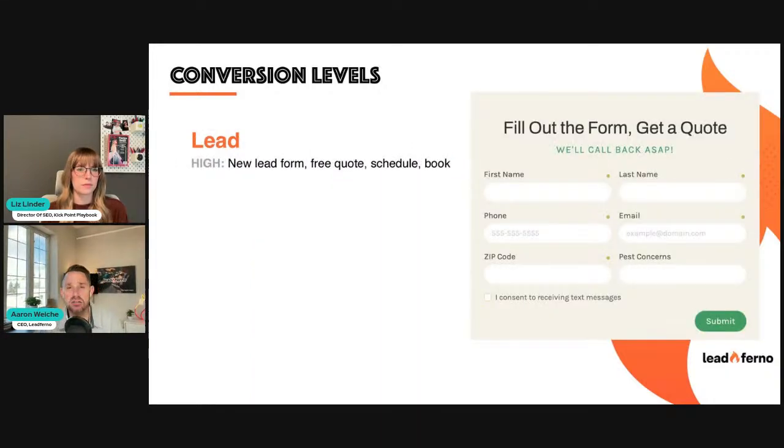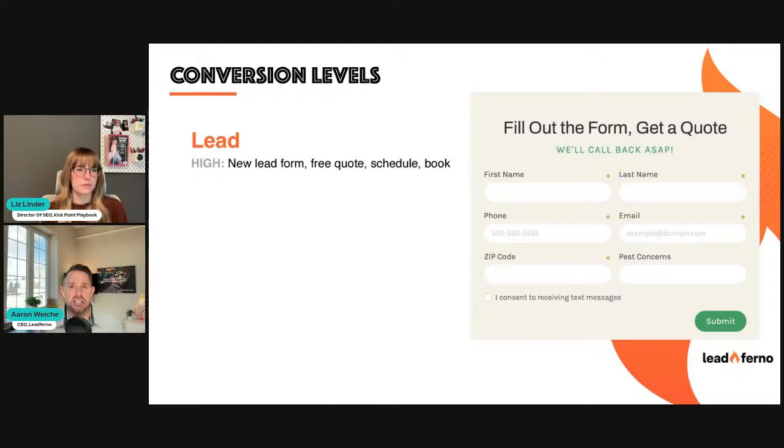And then the highest is when you're getting them straight to a lead, right? This is your new lead form, your free quote, schedule or book. So this is often what this looks like. The CTA on it is you're asking to get a quote. They're asking for your basic initial information. This is a pest control company. Again, here, just name, phone and email, zip code, pest concerns.